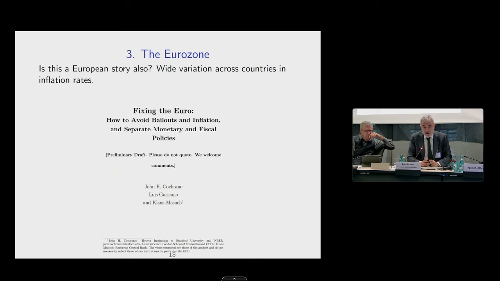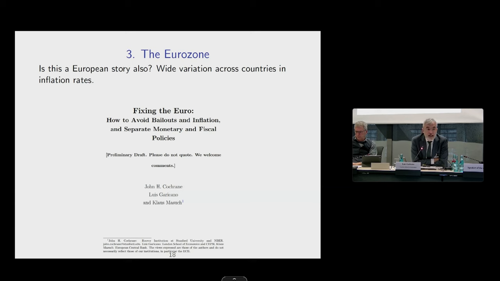Third, the Eurozone and the European story. There is wide variation across countries in inflation rates. Part of it is the Baltics and the Ukraine crisis hitting differently. So these are supply and political issues in part, but it's also clear, as Francesco showed you, that the overall level matters. And I wanted to spend a couple of minutes talking about what the fiscal theory implications are for the Eurozone, or the fiscal-monetary implications, or at least to open some questions for discussion.